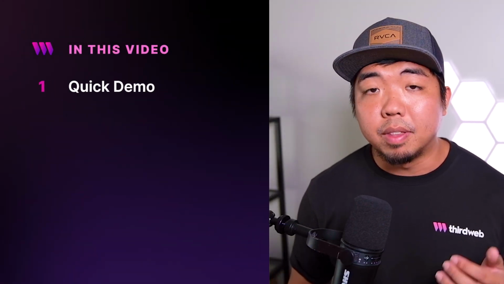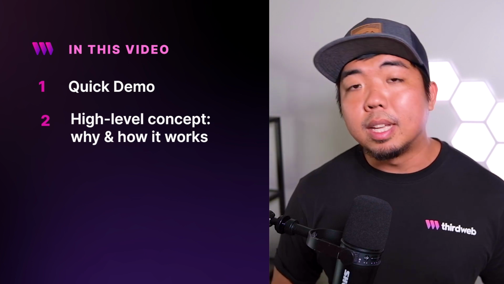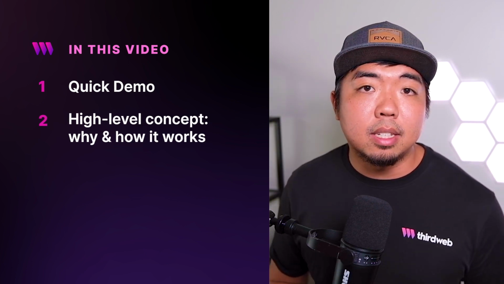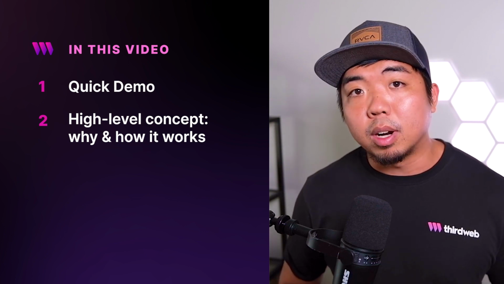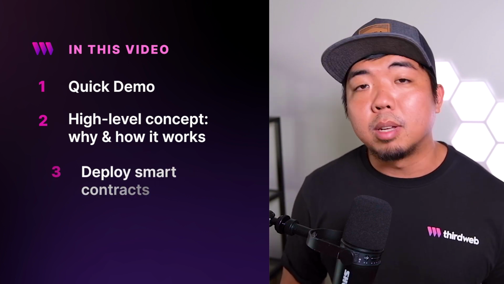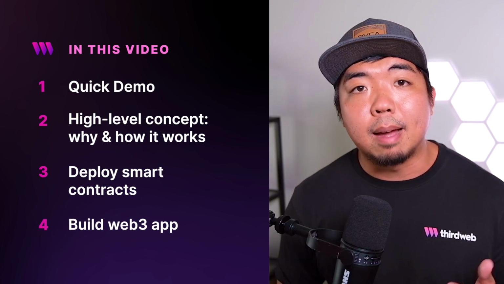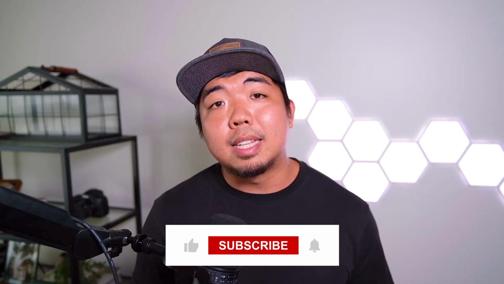So a quick overview of what's going to be covered in this video. We'll first take a look at a quick demo of this experiment and application. We'll then take a higher-level look and go over the reasons why we created this and a high-level concept of how it works. We'll then deploy some of the contracts that we need to build this out, and then we'll actually build out this application that we demoed. So without wasting any time, let's jump on the computer.